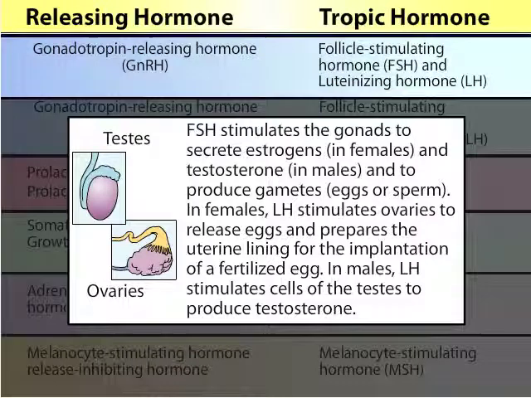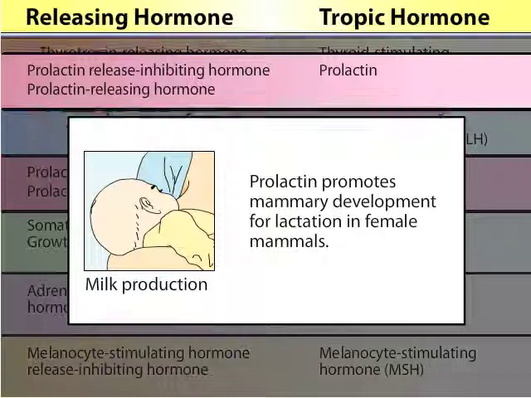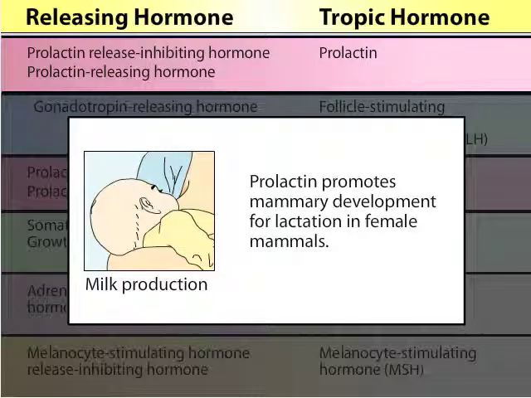Follicle-stimulating hormone stimulates the gonads to secrete estrogens in females and testosterone in males, and to produce gametes, eggs or sperm. In females, LH stimulates ovaries to release eggs and prepares the uterine lining for the implantation of a fertilized egg. In males, LH stimulates cells of the testes to produce testosterone. Prolactin promotes mammary development for lactation in female mammals.